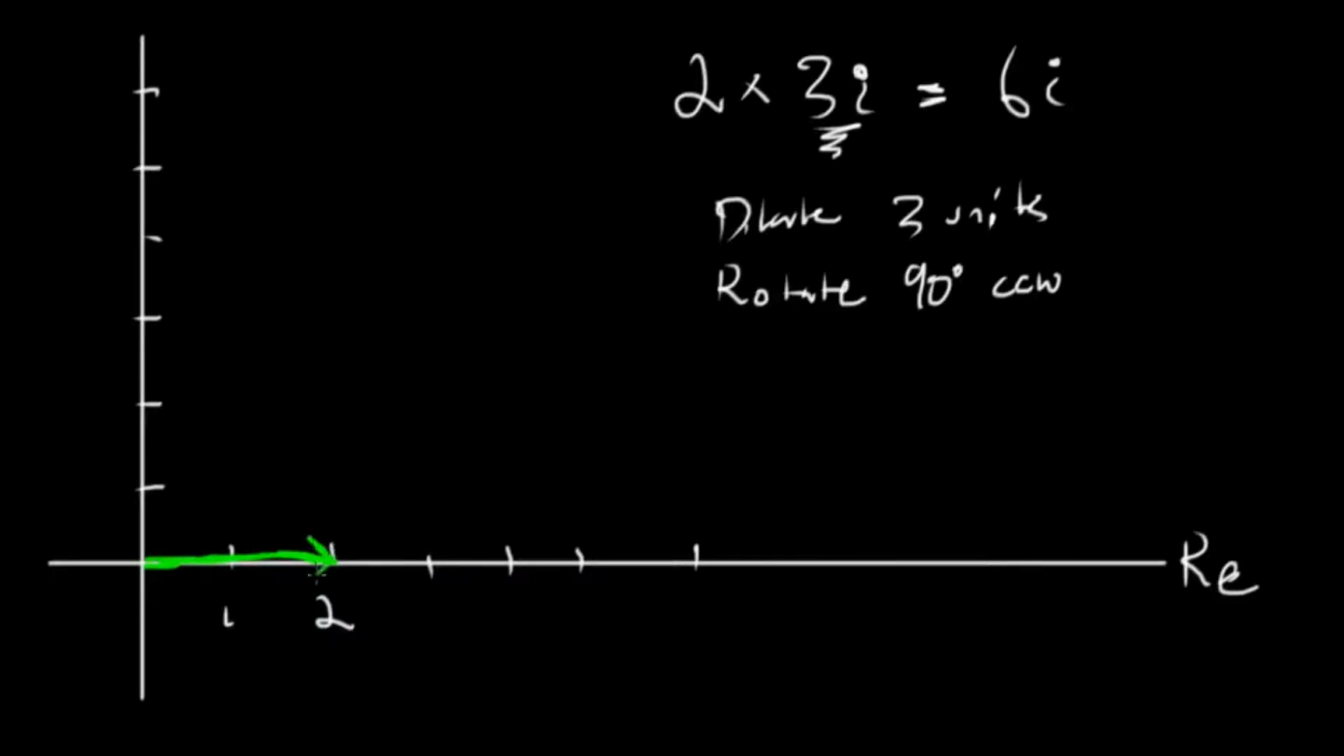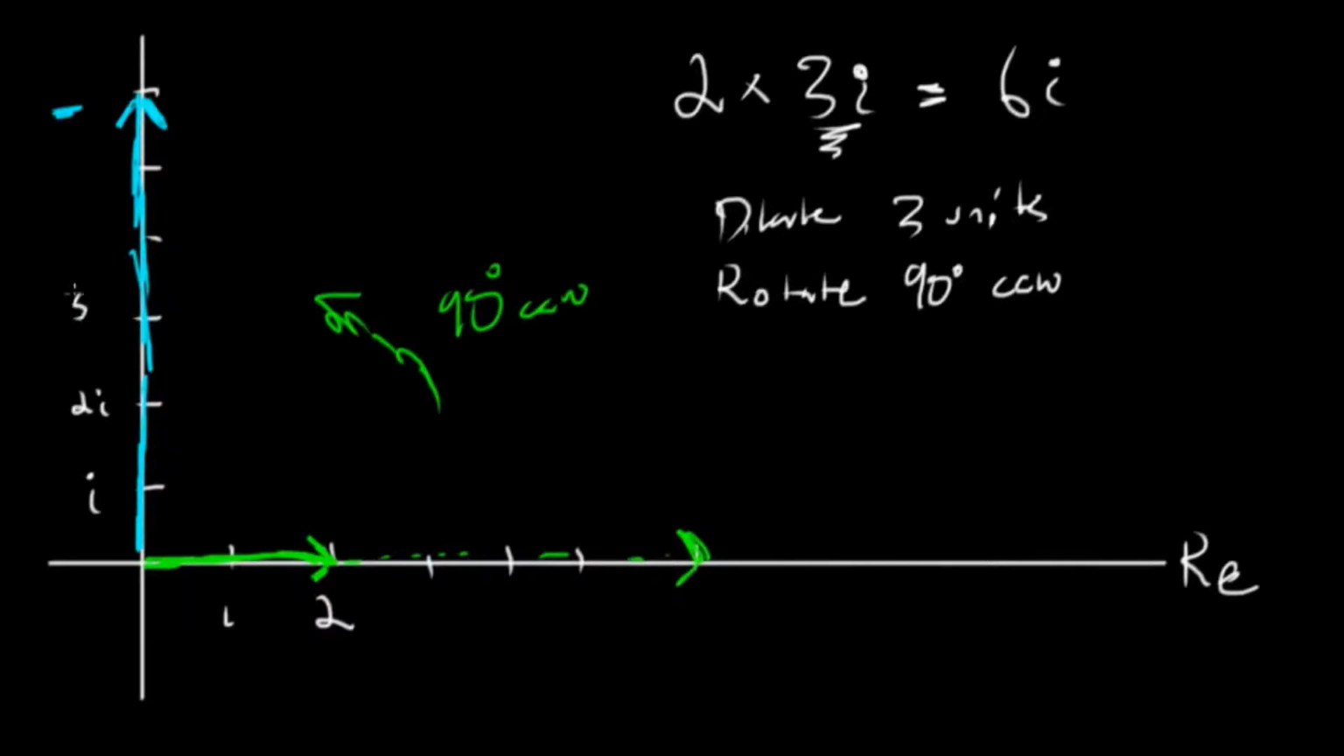So you're going to have some sort of distance here too. You're going to dilate that thing by 6 and then rotate 90 degrees counterclockwise. All right, CCW. So the final measurement here is going to be this number up here. What do we call this number? Well, if this is i down here, this is going to be 2i, this is going to be 3i, this is going to be 4i, this is going to be 5i, and then this will be 6i.